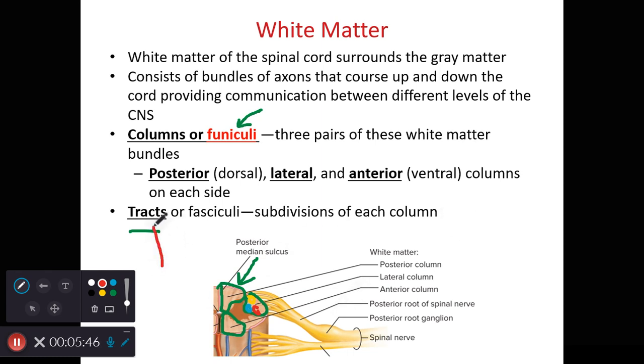So when we think of a tract, this is a term that I haven't really spent a lot of time defining. You can think of a tract as a bundle of axons in the central nervous system. If it's in the peripheral nervous system, we call it a nerve. Here we have a spinal nerve, a bundle of axons in the peripheral nervous system. Here we have a bundle of axons in the central nervous system. We call that a tract.